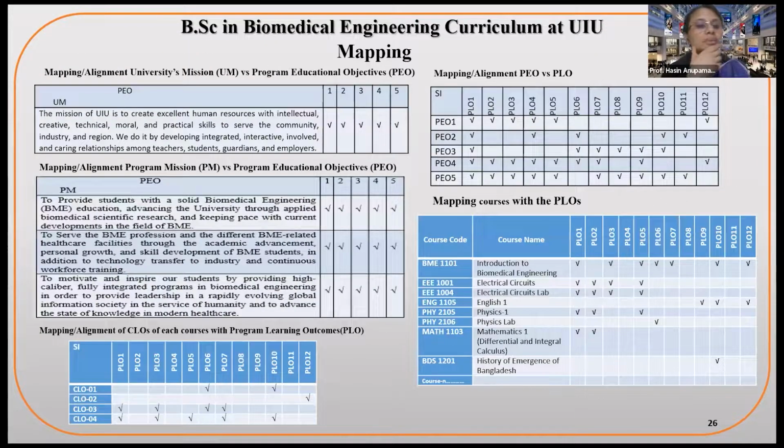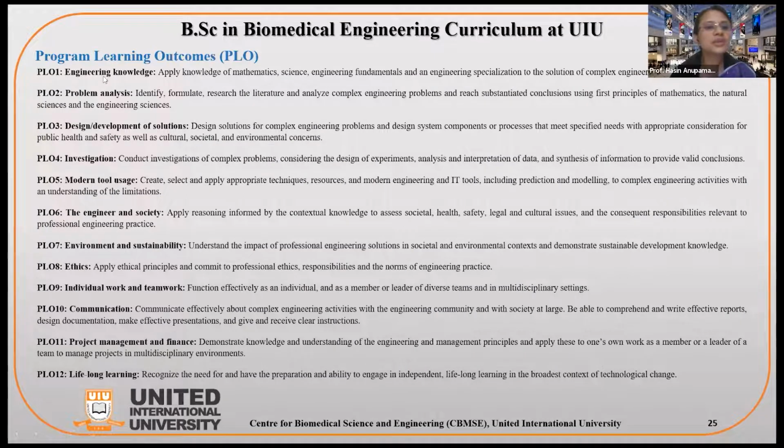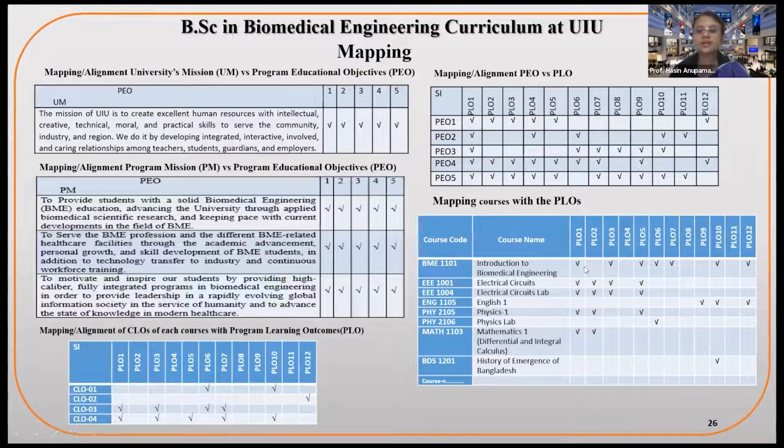So these are the program learning outcomes. When we go to the program learning outcomes, we do the same thing: what will be the university missions and visions. Here you see the course code and our course name. We first have to map this course, Introduction to Biomedical Engineering, to PLO1, PLO3 and so on. We have to check which PLO is aligned from the contents of the course.